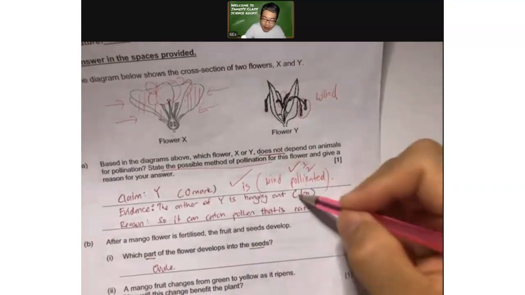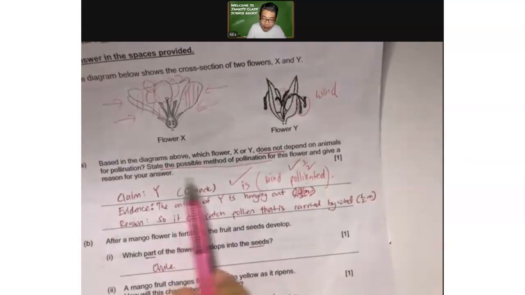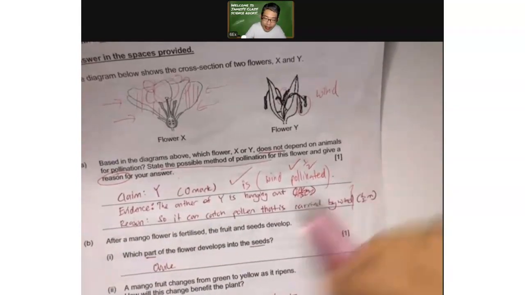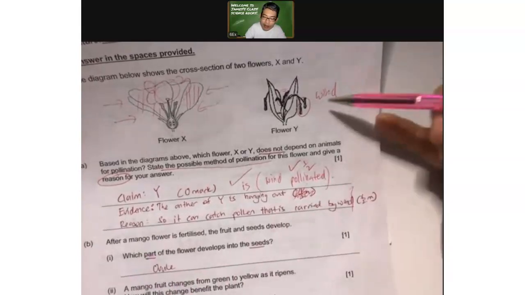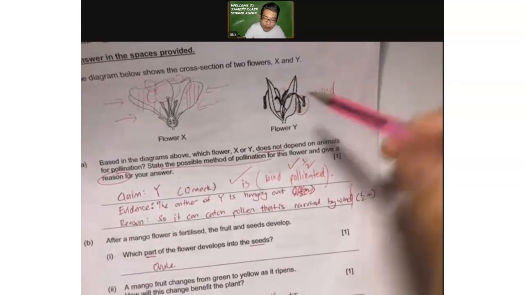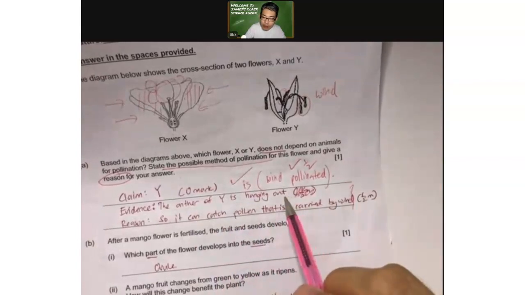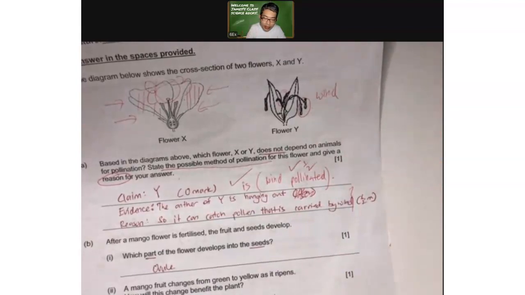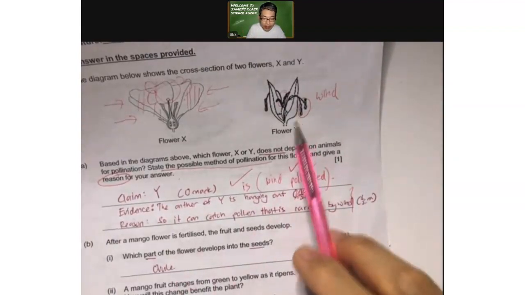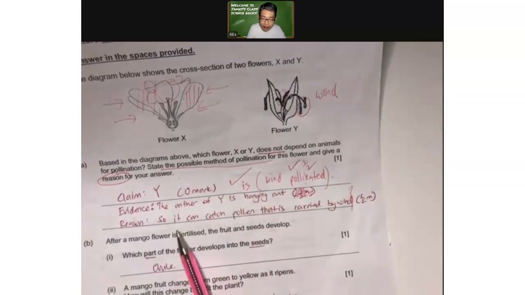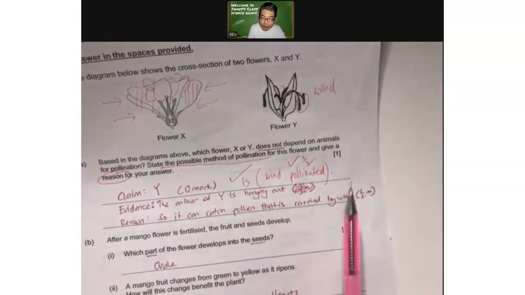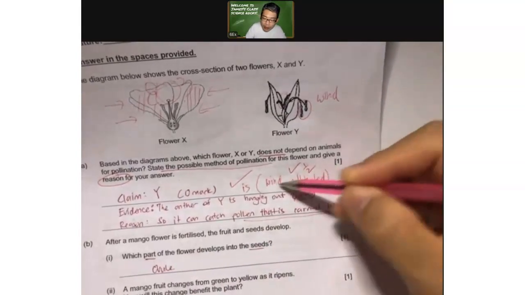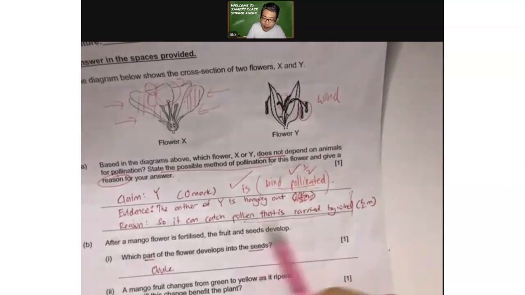Now I must give the evidence. So how do I explain? Giving a reason here means I must explain now. To explain this, I gave the evidence in my reasoning. How? I first state I noticed that the anther of Y is hanging out. Very good observation. And this is a clue that gives you the hint that this flower is being pollinated. How to explain it? If it's hanging out, then it can catch the pollen that is carried by the wind. This part talks about the wind pollination. Okay, so you can mention either the wind pollination here, or you mention it here, pollen carried by wind.